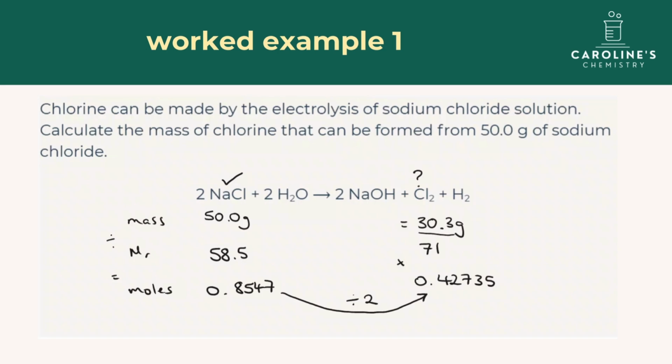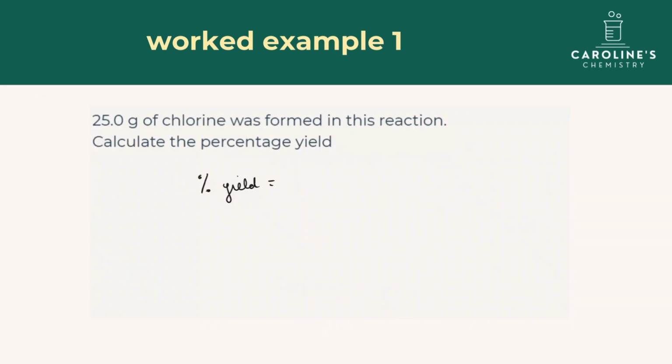30.3 grams. So we've now done the hard bit. We have calculated the theoretical mass, and that is going to go on the bottom of this equation. So we should have made 30.3 grams, but we didn't. The question tells us that 25.0 grams only were made.